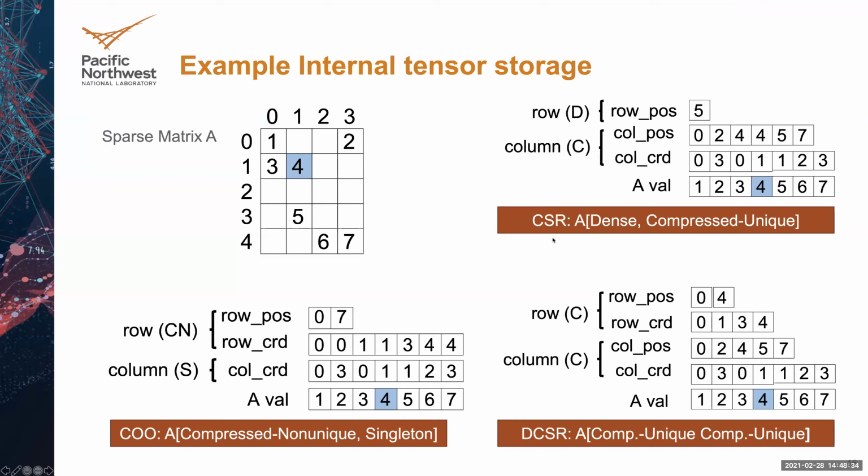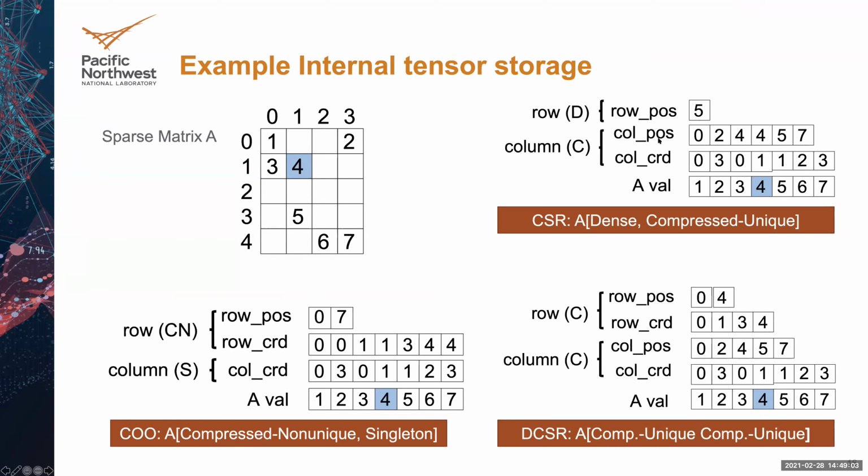The user is saying this is a CSR because we want to generate the CSR code structure. This is how the data looks in our internal storage format. The first dimension is dense. The second dimension is compressed unique. As I said before, for the dense, we are storing the size of the row. In this case, it is 5. And compressed unique is similar to CSR format.